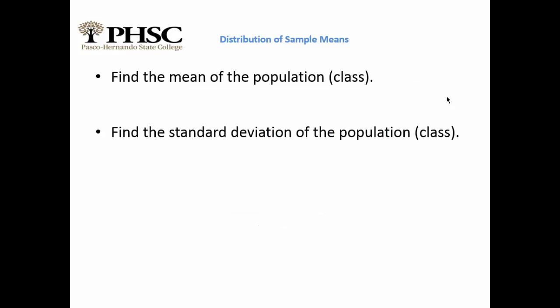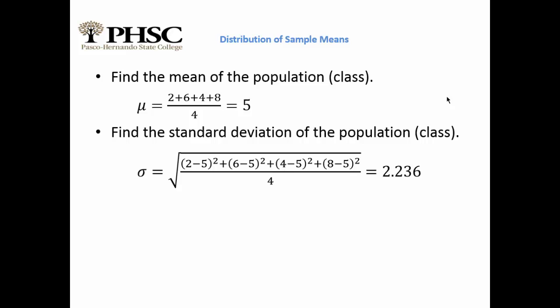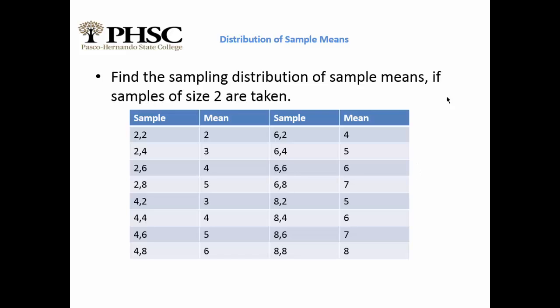The first thing is we're going to find the mean of the population. The mean of the population is just 5. So these 4 students, we got all their scores together, and they got an average score of 5. Now the standard deviation, or sigma, is 2.236. We're going to use this information to do the sampling distribution of the sample means.